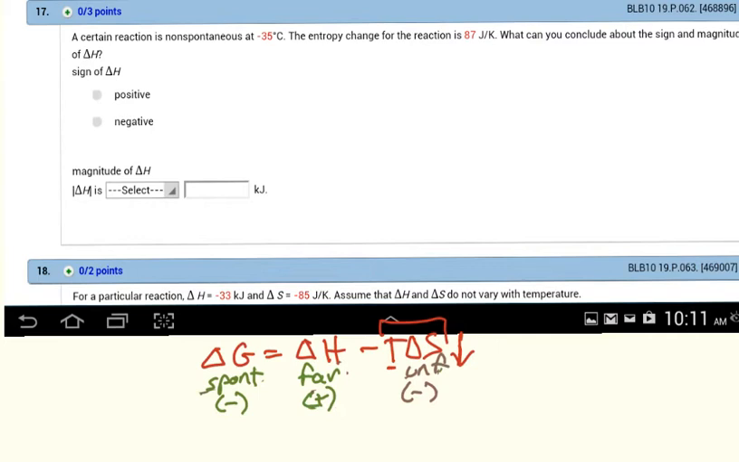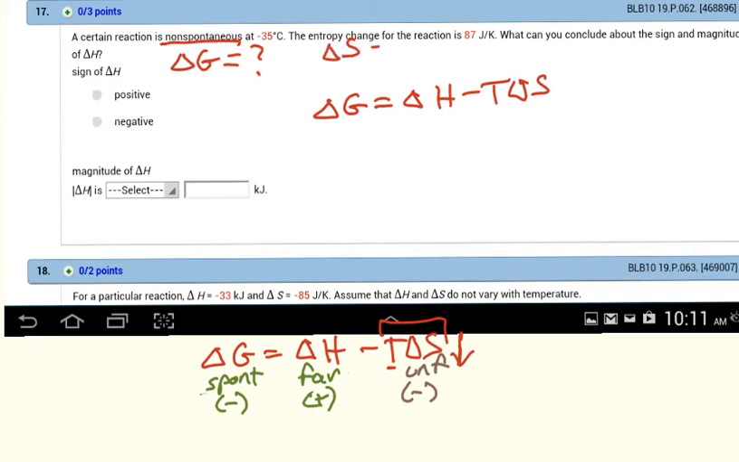Now, this is the argument that you're going to use up above in number 17. The question suggests that the reaction is non-spontaneous. So I want you to decide, based on our discussion down below, is delta G positive or is it negative? They say the entropy change is 87. Entropy, is that delta S or delta H? It's definitely delta S. And you'll notice that it's positive. I want you to decide if that's favorable or unfavorable.